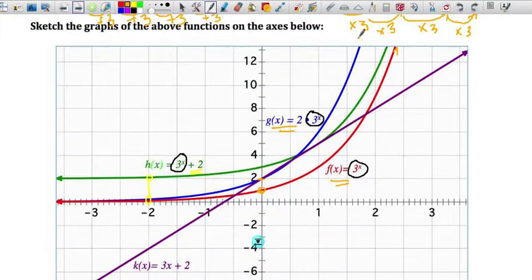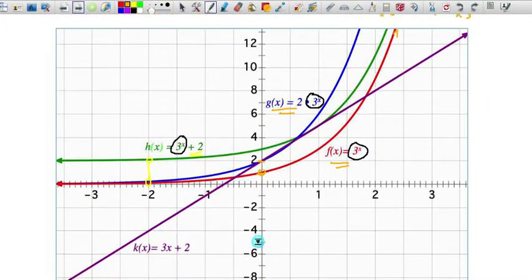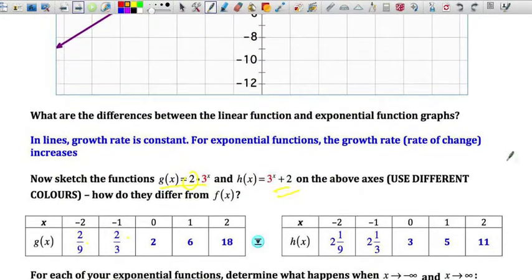But the key here is that the blue, green, and red graphs have each got basically the same shapes, but some are steeper than others, and some of them, as you can see from the green one, tail off here, and they tail off above where the other two graphs tailed off, and we're going to talk about that in just a moment. So if I now look down to the bottom, what are the differences? The growth rate is constant for the line. For exponential functions, the growth rate, the rate of change, increases. I mentioned that earlier.